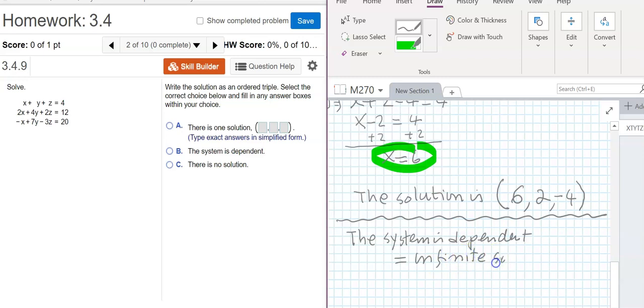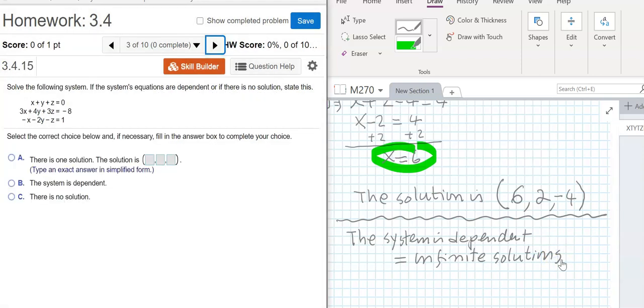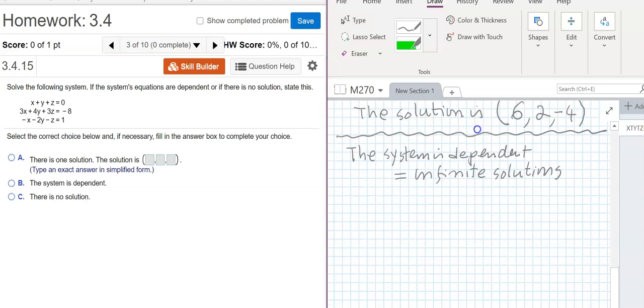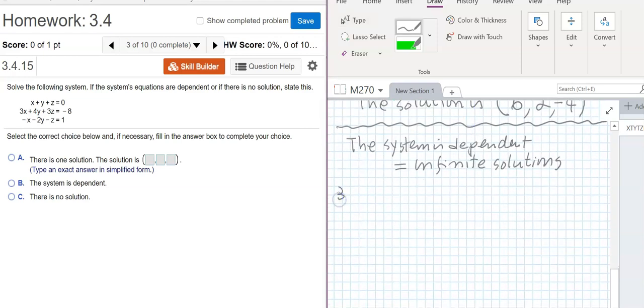Okay, when there are infinite solutions. Okay. All right, let's go to the next one. Question number 3. Now, again, question number 3 is solving equations.